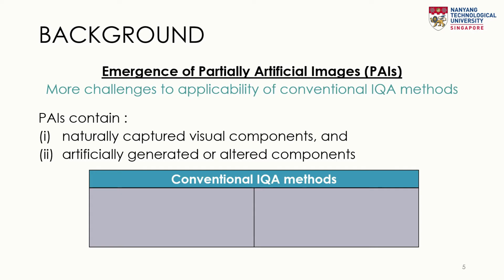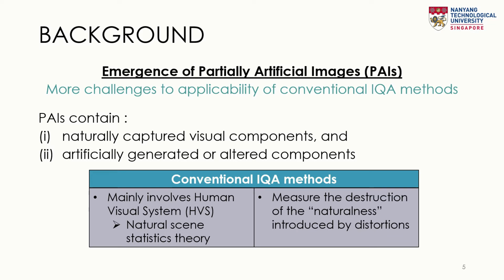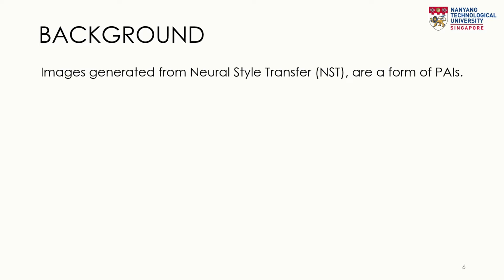This is because the design of conventional IQA methods mainly involves the knowledge of the human visual system (HVS), which is treated as a system modeled via natural scene statistics theory and is only highly adaptable to represent the statistical properties of natural images. In addition, the main purpose of these conventional IQA methods is to measure the disruptions of the naturalness introduced by distortions, and thus the adaptations of these conventional IQA methods to PAIs would not work, as PAIs consist of artificial components. Images generated from Neural Style Transfer (NST) are a form of PAIs.